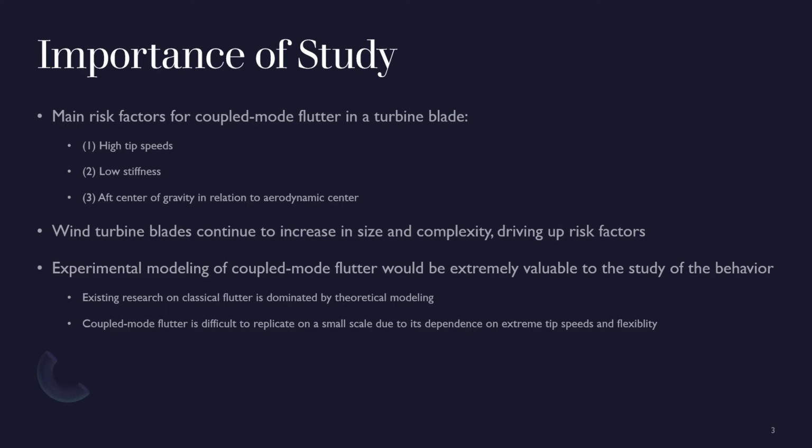Clearly, coupled mode flutter occurring in a turbine blade is a situation that should be avoided at all costs, and although it has not been observed in existing turbines, the risk continues to rise with new developments in the industry of wind energy. There are many factors that contribute to the likelihood that a wind turbine may experience classical flutter, but the main characteristics are high tip speeds, low blade stiffness, and a center of gravity that lies behind the center of lift along the length of the blade.